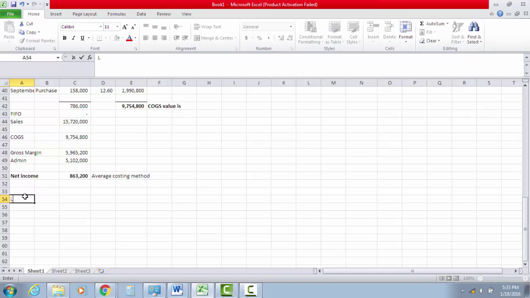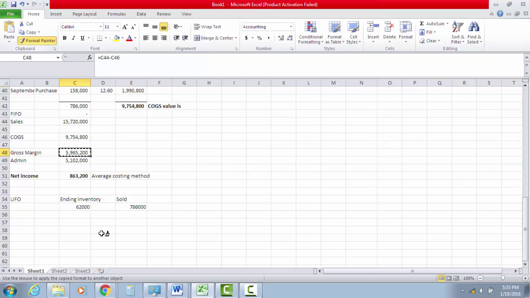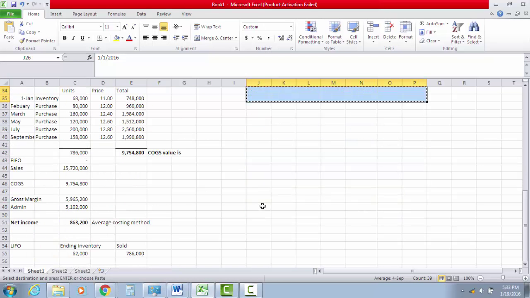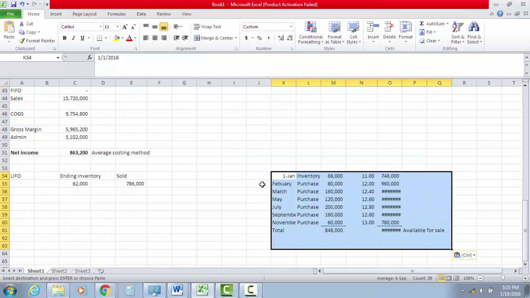So now we're going to take a look at the last item, which is LIFO. And again, I'm going to do it the same. I have ending inventory of 62,000 units. And I sold 786,000 units. Now remember, this is on the periodic inventory system. It's very important to differentiate which system you're doing. So I'm going to copy this information from above and bring it down to the LIFO as we're doing it.